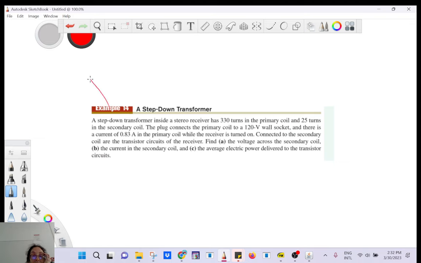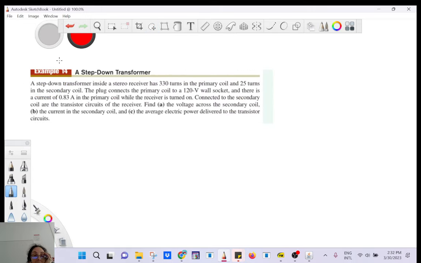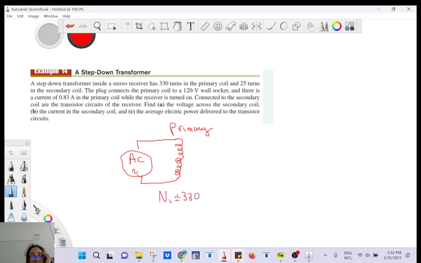So it's a step-down transformer. So primary, what you do is this way. You have AC, and that's going to be the primary. It has 330 turns, so it goes around 330 times. 25 in the secondary, so here you have a little bit less. And here you have your load.